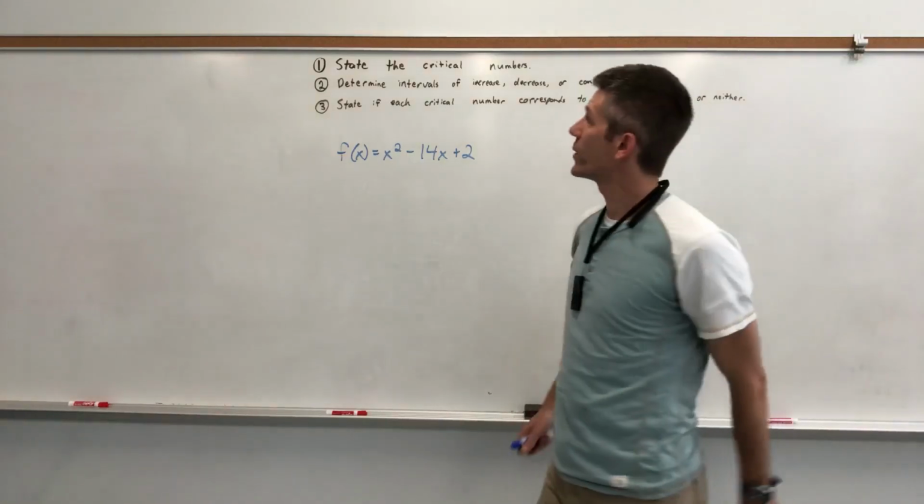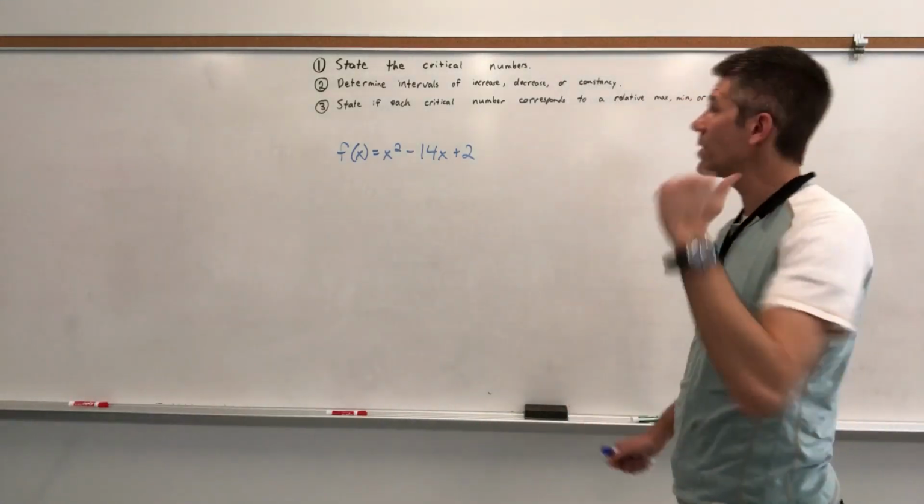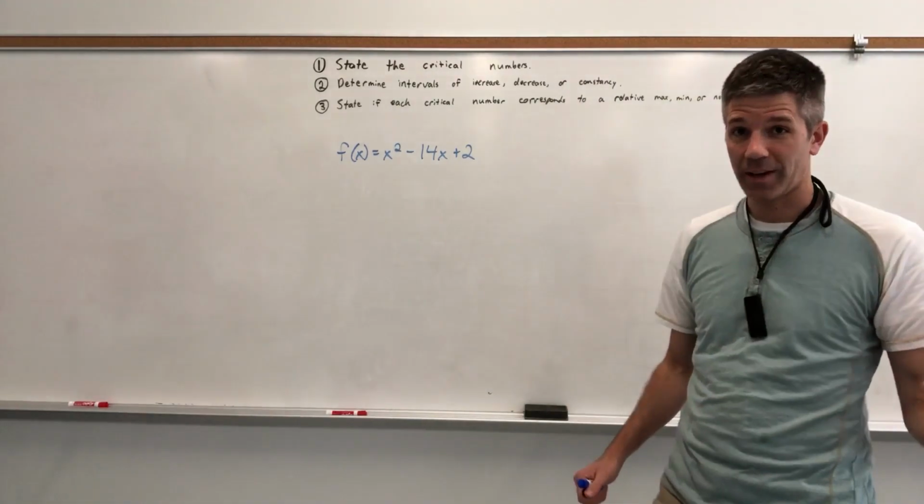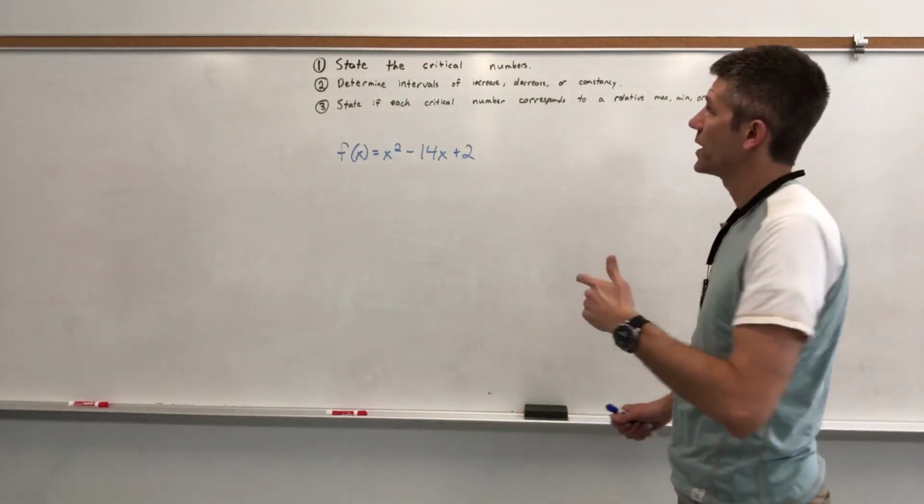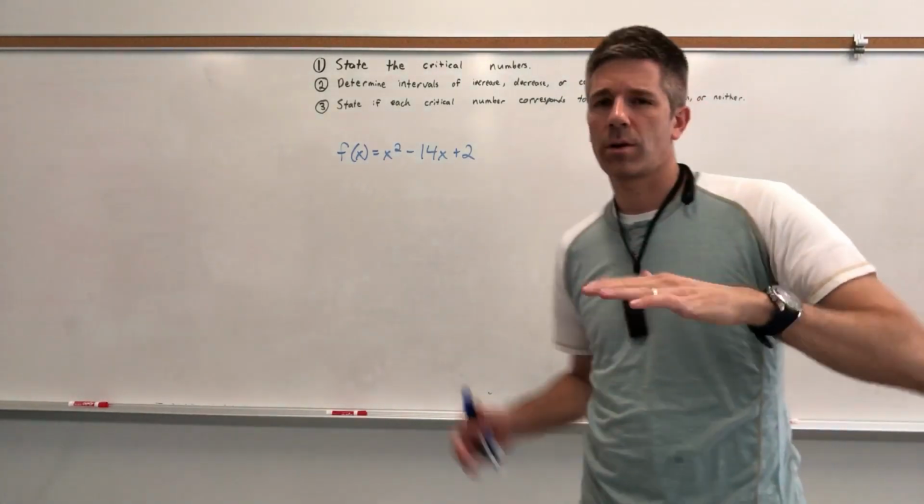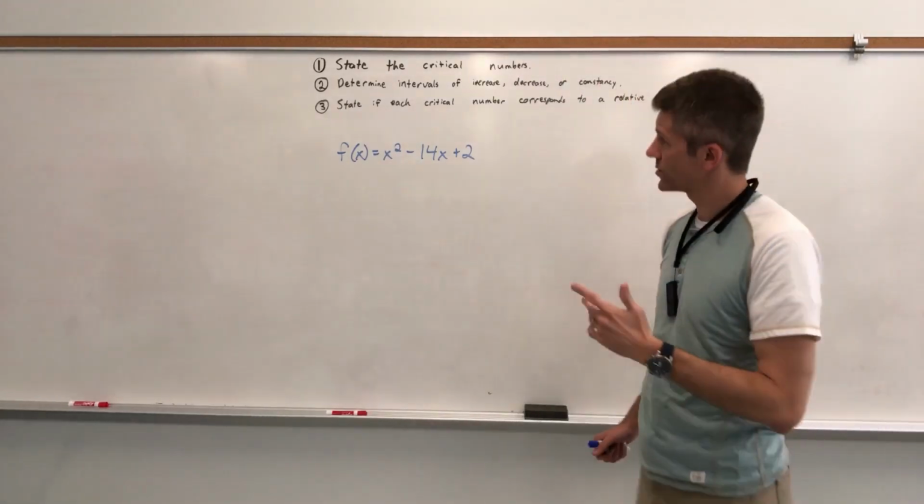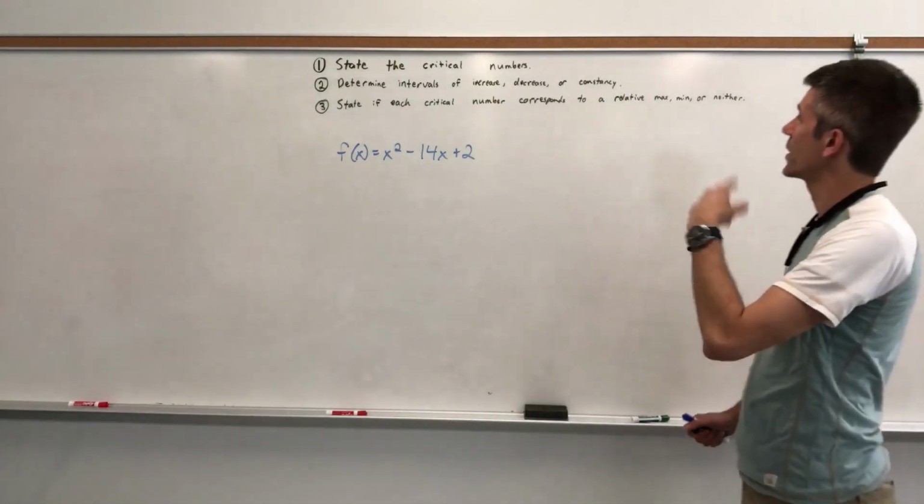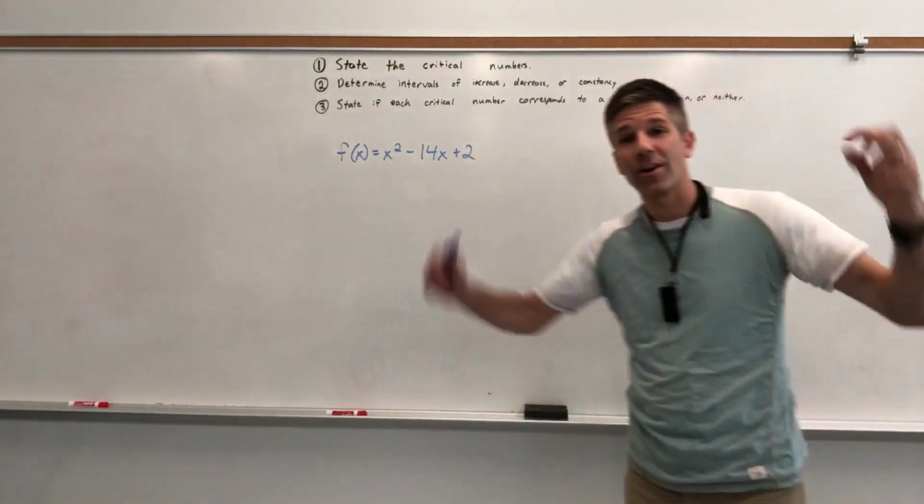Let's do this thing. We are going to find the critical numbers. Those are the x values. We are also going to determine if we have intervals of increase, decrease, or constancy. We're also going to state if each critical number corresponds to a relative max, minimum, or neither. It's going to be fun.